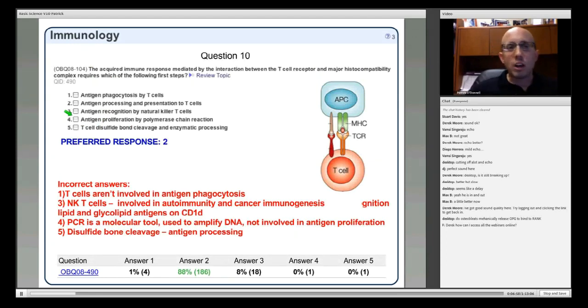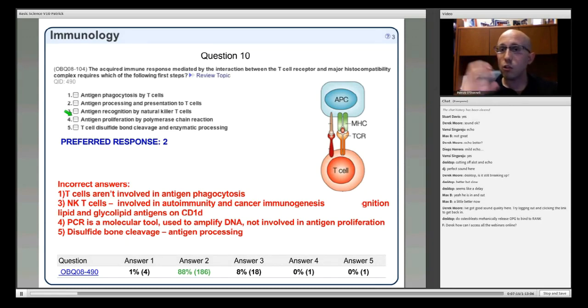Going back to the question, the acquired immune response mediated by the interaction between the T cell receptor and the MHC complex requires which of the following first steps? Again, you guys are doing great on this. 88% of you got this answer correct. It's 2. It requires antigen processing and presentation to T cells.